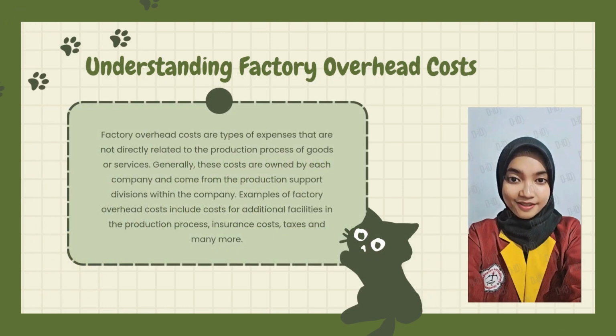Factory overhead costs are a type of expense that is not directly related to the production process of goods or services. Generally, these costs are owned by each company and come from the production support division in the company. Examples of factory overhead costs include costs for additional facilities in the production process, insurance costs, taxes, and many more. Although not directly related to production, the business can still operate, one of which is with these costs. Therefore, BOP must still be budgeted by each company.